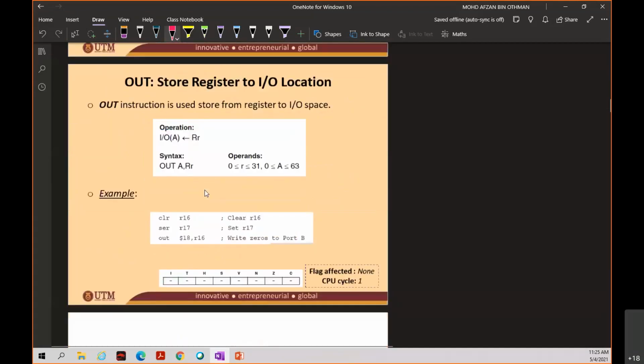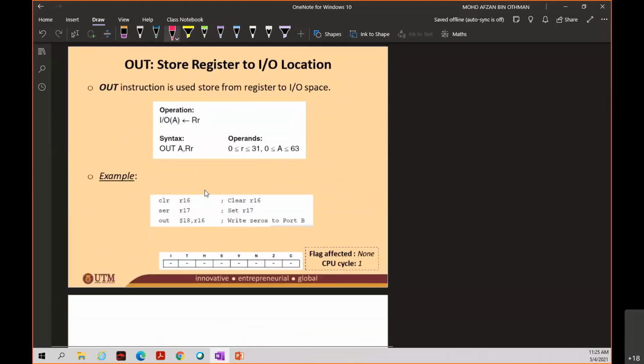Then we have the OUT instruction. This OUT instruction stands for store register to IO location. This instruction is used to store from a register: you take a value from your general purpose register and put it into your IO register or IO space. So this is the operation.